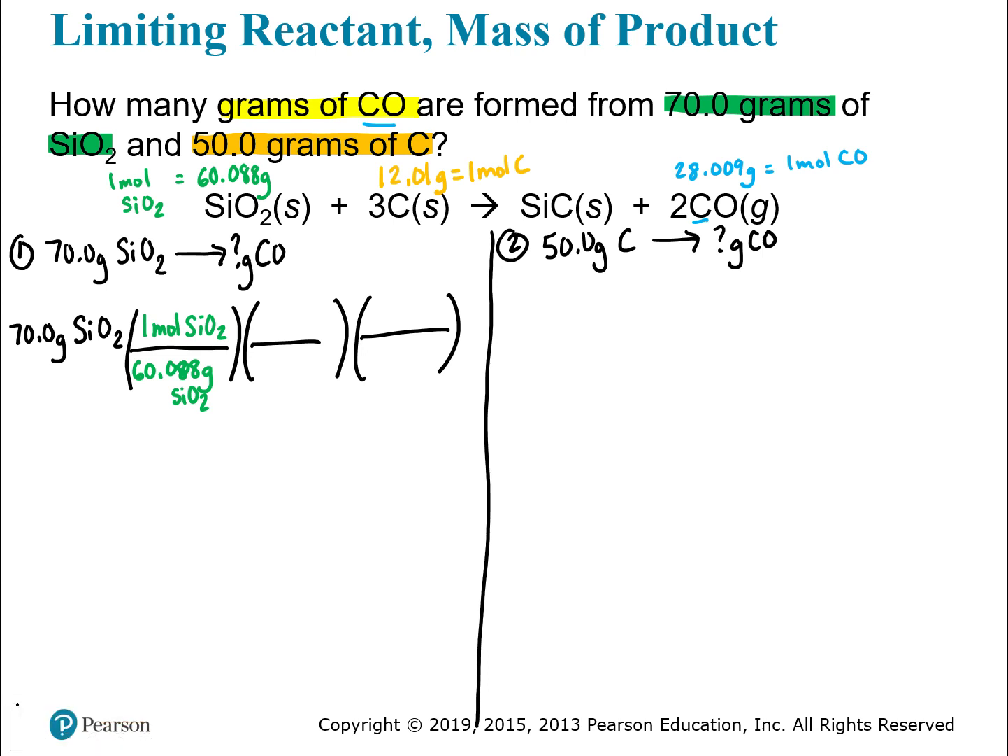Then I have to write out that mole-mole factor. What I need to figure out is how many grams of carbon monoxide. So I'm going to go to my chemical equation and look at carbon monoxide, there's 2 moles there. What I'm given is information about the silicon dioxide. There's no coefficient, so I write a 1.